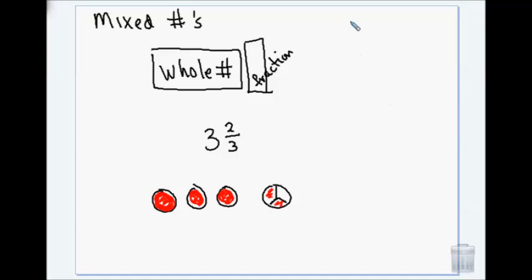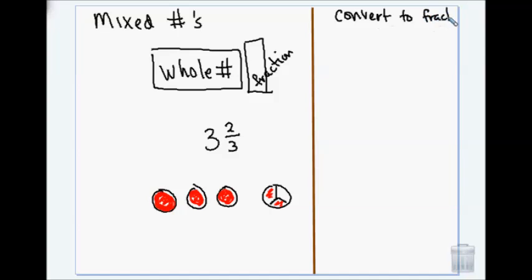Now, if we want to convert between a mixed number and a fraction, we have to look at this. If each one of these pizzas had 3 pieces, that's 3, 6, 9, 10, 11, right? So it's the same thing as 11/3.